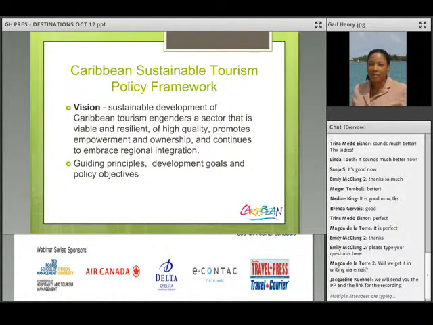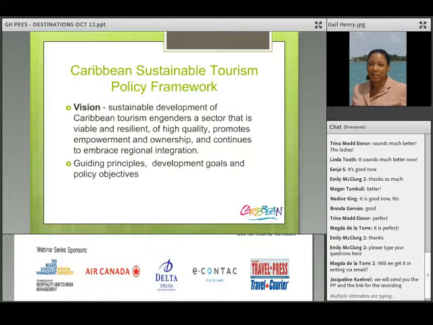This definition is part of an overall sustainable tourism policy framework that was developed by the Caribbean Tourism Organization, I think in 2008. And the overall vision of this policy framework is that we are basically trying to facilitate the sustainable development of Caribbean tourism so that it becomes a sector that is viable, resilient, of high quality, promotes empowerment and ownership, as well as allows us to continue to embrace integration within the Caribbean region.